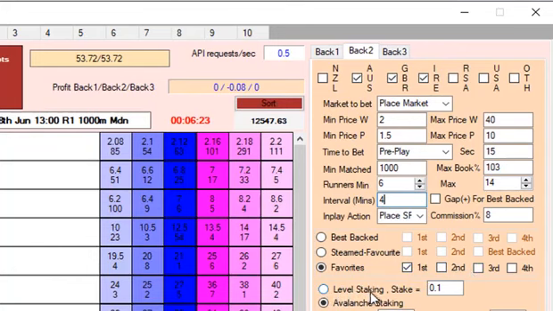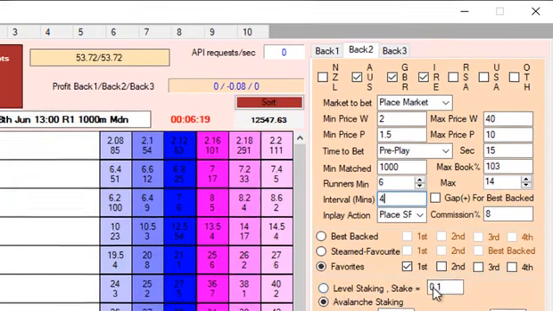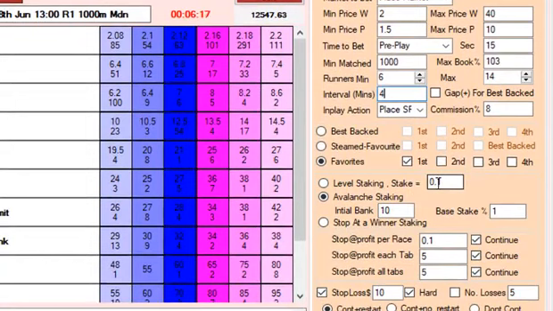So here we have level staking. If you tick that, then whatever stake you put in that box is all it will bet. It will bet continually at that stake. At the moment I've got 10 cents, so if I had level staking ticked, it would be betting 10 cents on every selection.